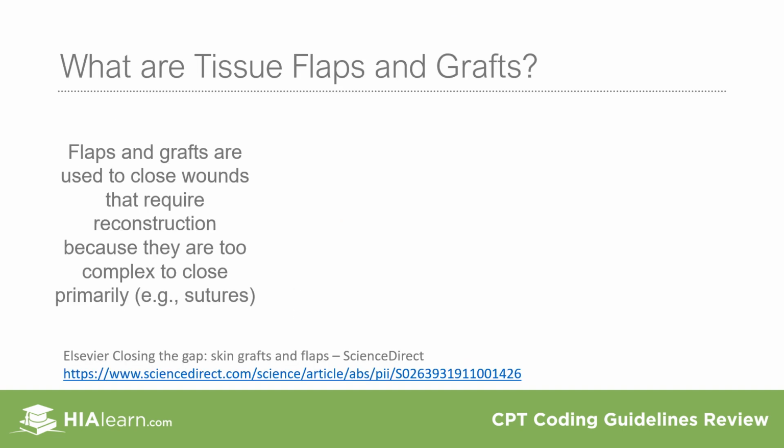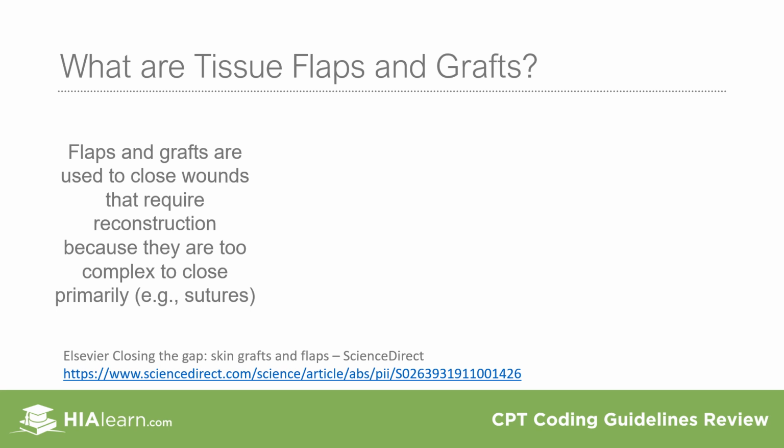Knowing something about the objective of a procedure and/or how the procedure is performed always promotes understanding of the direction given in the guidelines. This installment of CPT Coding Guidelines Review covers the guidelines for coding tissue, flap, and graft procedures. So before we dive into the guidelines themselves, let's take a quick look at what tissue flaps and grafts are. Tissue flaps and grafts are used to close wounds that require reconstruction because they are too complex to close primarily, such as with sutures or staples.